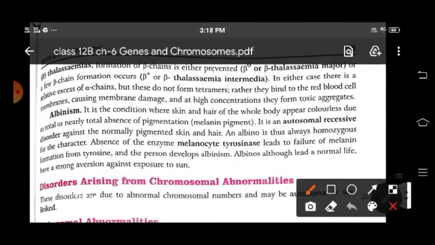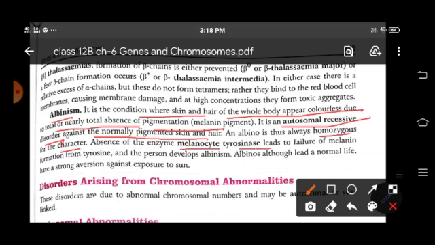So, albinism. It is a condition where the skin and the hair of the whole body appear colorless due to total or nearly total absence of melanin pigment. It is an autosomal recessive disorder against the normally pigmented skin and hair, and an albino is always homozygous for the character. Absence of the enzyme tyrosinase in melanocytes leads to the failure of melanin formation from tyrosine and the person develops albinism.